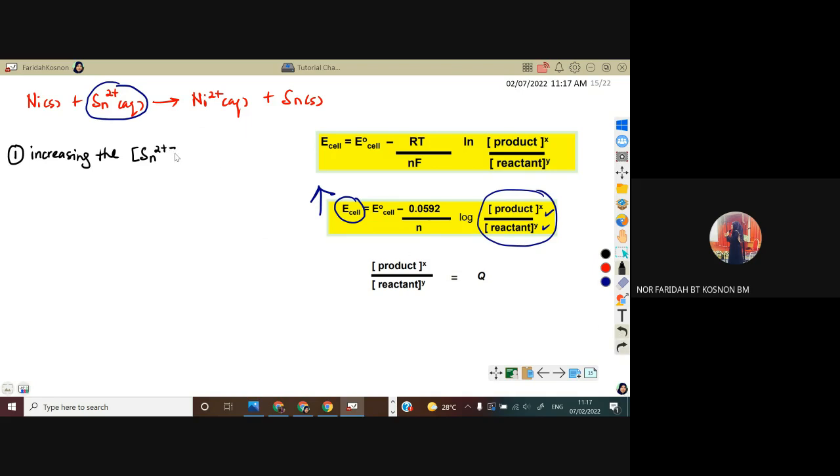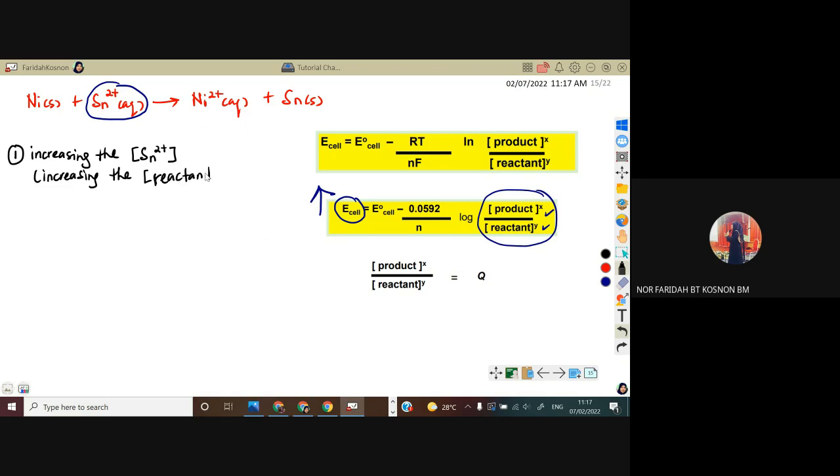Ni square bracket. Okay, increasing the concentration of tin ion. So, tin ion tu adalah reactant lah. Saya boleh tulis kat sini increase. Tapi kita kena spesifik. Jangan tulis reactant je. Tulis increasing the concentration of tin ion. Dalam erti kata lain, increasing the concentration of reactant.